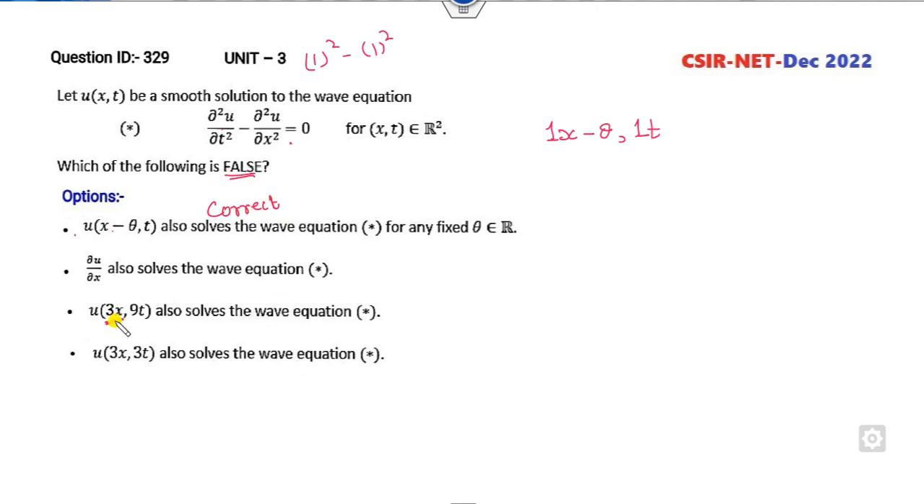We can check here 3 and 9. If I substitute here 3 square and here 9 square, it is not 0. It means this is my false statement. Since there is only one correct option, this is the right answer.